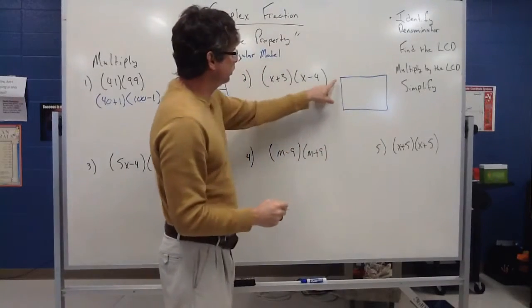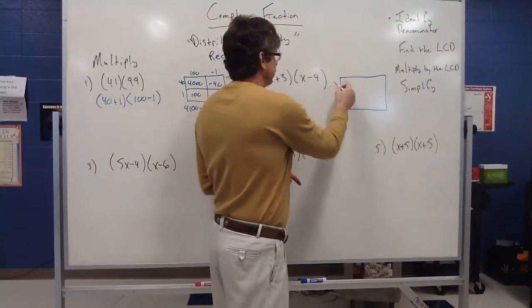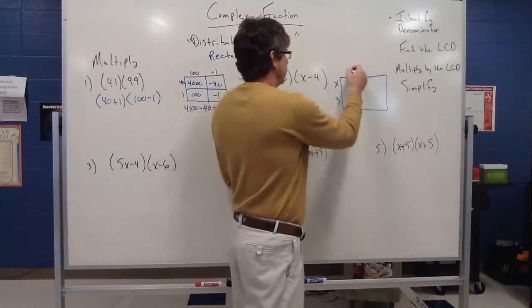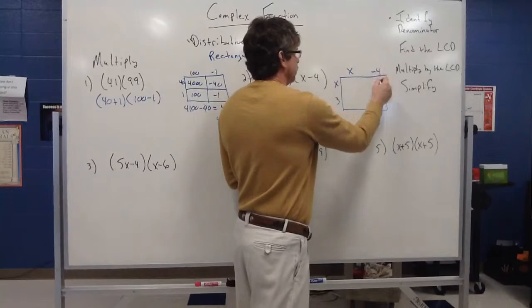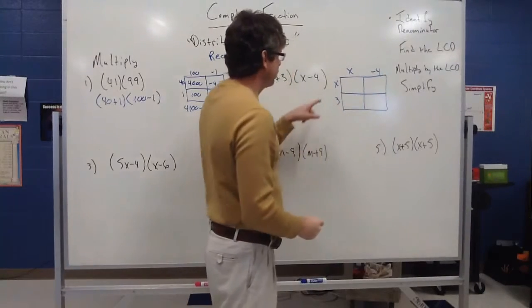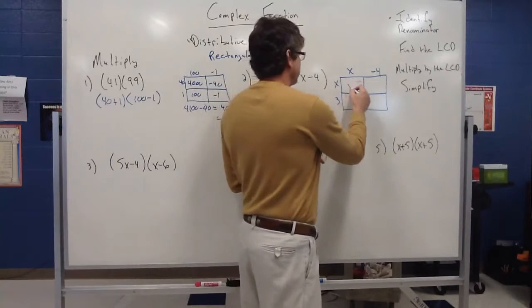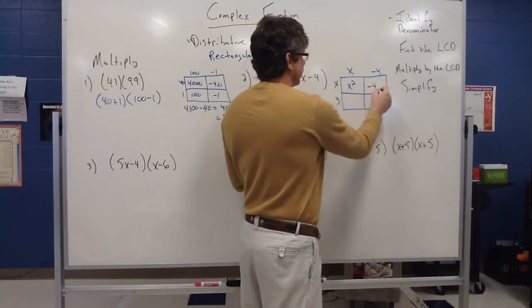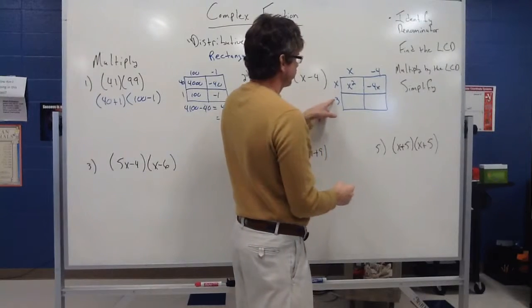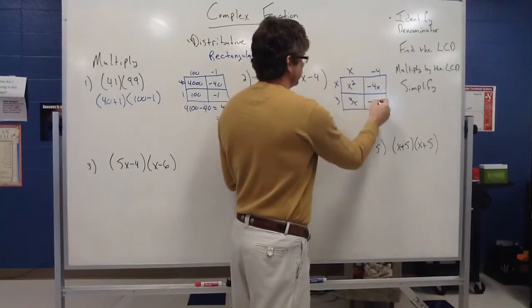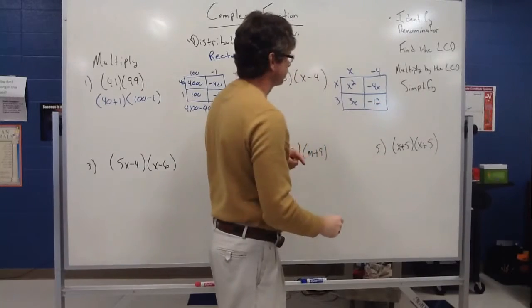So x plus 3 is going to go along one edge. So there's my x and my 3. X minus 4 is going to be my other edge. So an x and a negative 4 goes along that edge. So we multiply x times x, we get x squared. X times negative 4 would just be negative 4 times x, or negative 4x. 3 times x is 3x. And 3 times negative 4 is a negative 12.